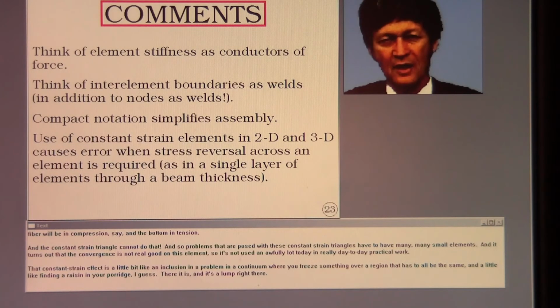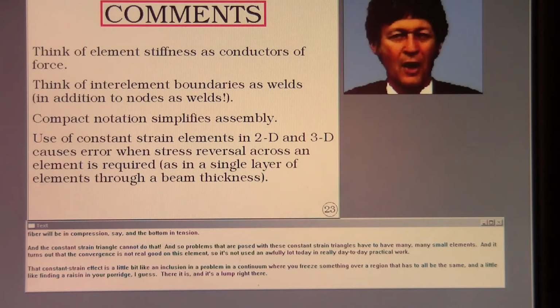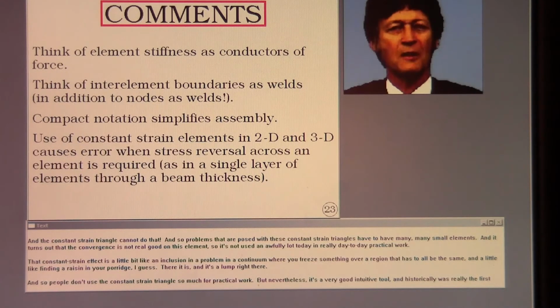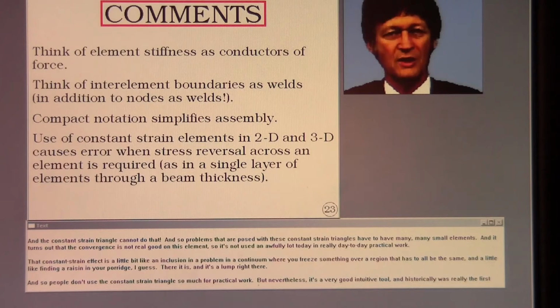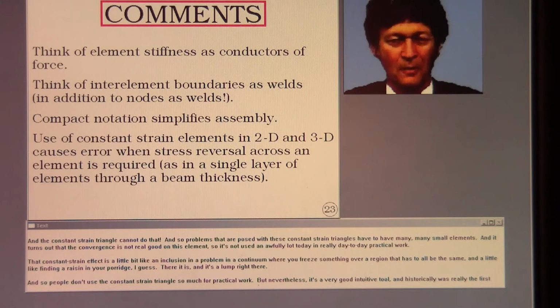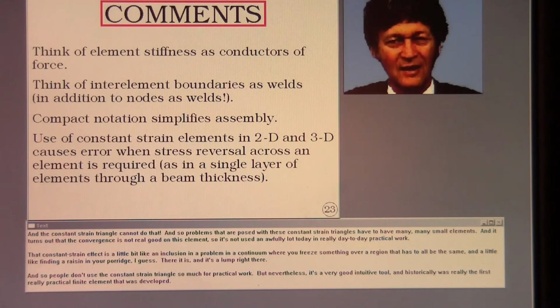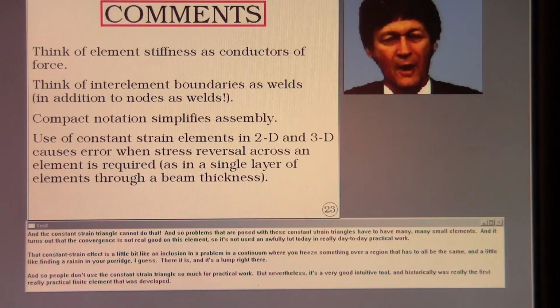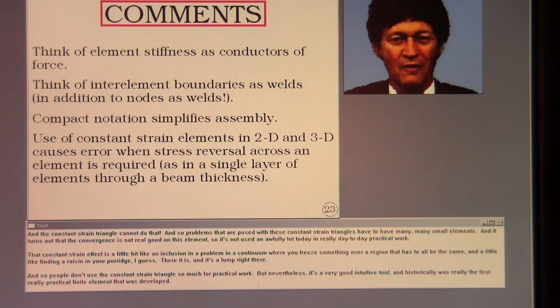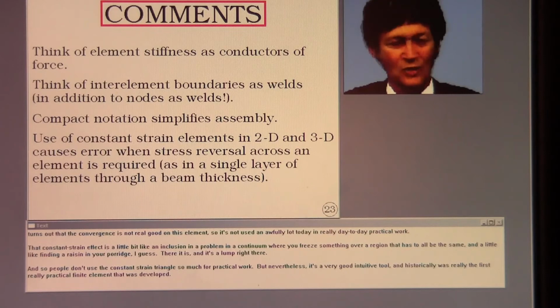That constant strain effect is a little bit like an inclusion in a problem in a continuum where you freeze something over a region. It has to all be the same. And a little like finding a raisin in your porridge, I guess. There it is, and it's a lump right there. And so people don't use the constant strain triangle so much for practical work. But nevertheless, it's a very good intuitive tool, and historically was the first really practical finite element that was developed.